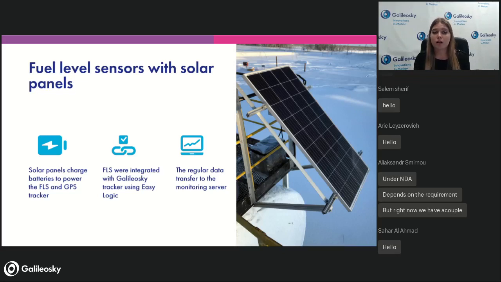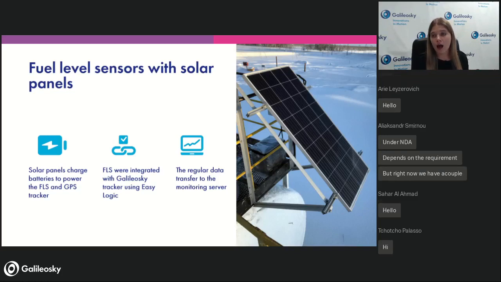It works like this: solar panels charge batteries. Next, power goes to the fuel sensor and the tracker, and then all the data regularly upload to the monitoring server. As a result, weather condition and the lack of electricity no longer interfere with the stable operation of the equipment. And the customer received a reliable and, what is more important, accurate fuel control system. And moreover, they avoid risks of theft and drains of diesel fuel, which is actually the main purpose.